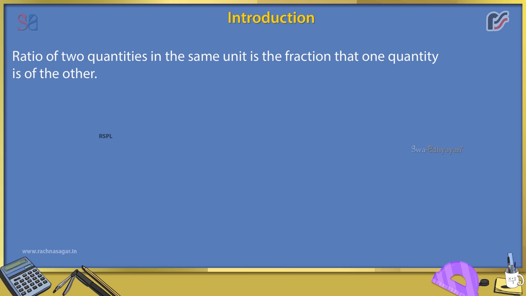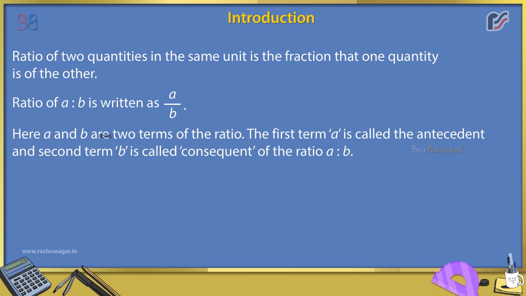Ratio of two quantities in the same unit is the fraction that one quantity is of the other. Ratio of A is to B is written as A by B. Here A and B are two terms of the ratio. The first term A is called the antecedent and the second term B is called the consequent of the ratio A is to B.